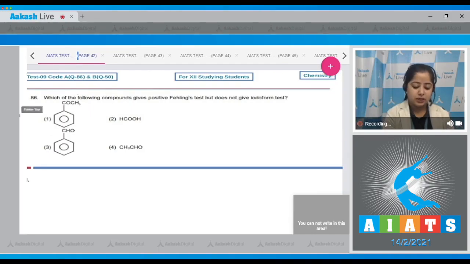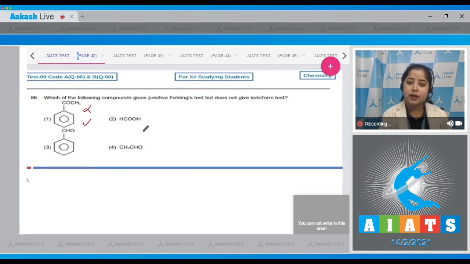Which is question number 86. Let's read it. Which of the following compounds gives positive Fehling's test but does not give iodoform test? Student, let's see. COCH3, this is acetophenone. Option number 1 is acetophenone. Acetophenone will not give Fehling's test but will give iodoform test.